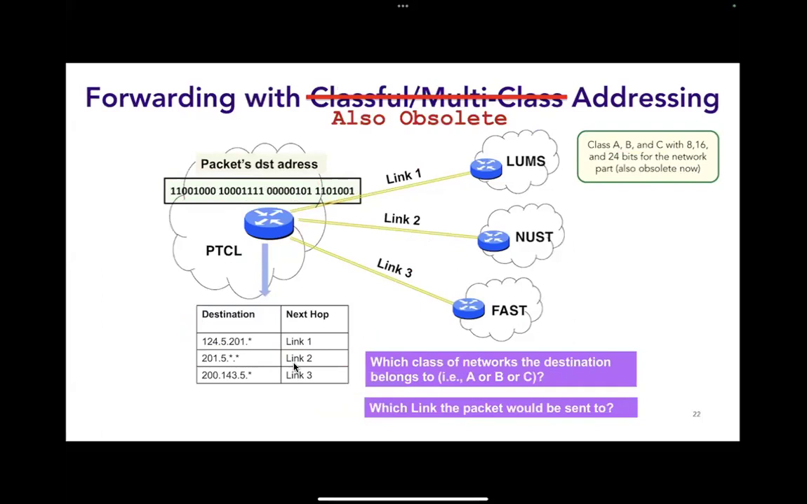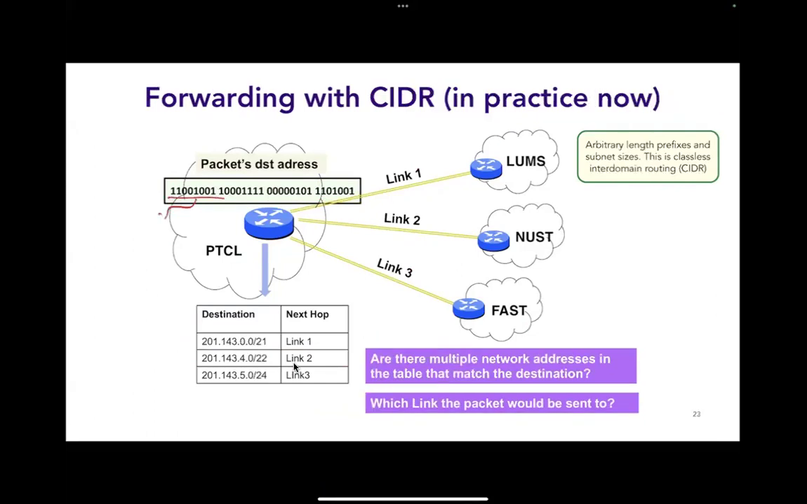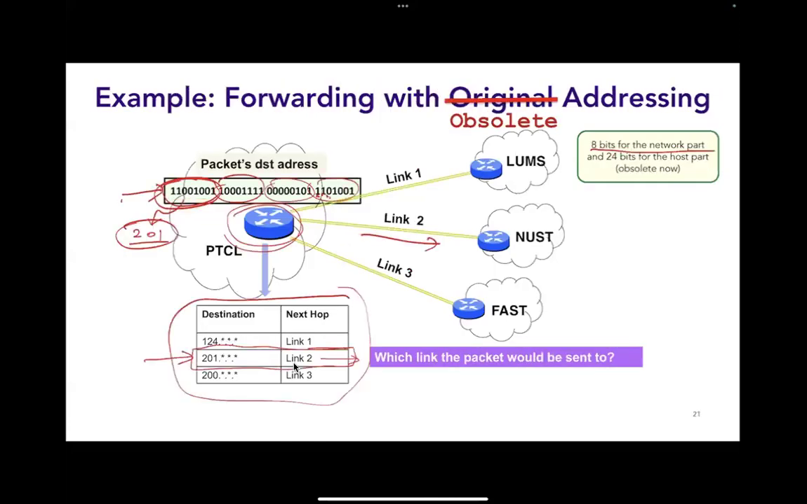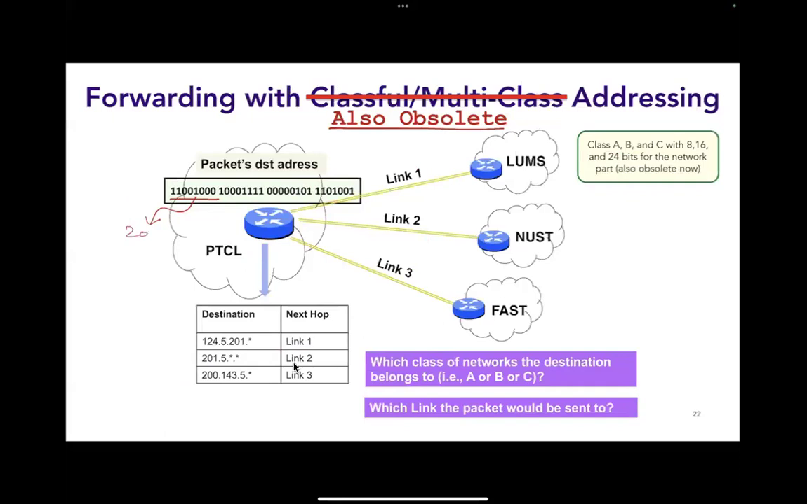Okay. Next, we consider multi-class addressing, which is also obsoleted. The same packet is received with the same IP address. And if you look at this IP address, it is slightly different from the previous example, actually. The previous one was 201, and this IP address is 200. Okay. So which entry will this packet be matched to and forwarded to? Will it be forwarded to link 1 or link 2 or link 3?